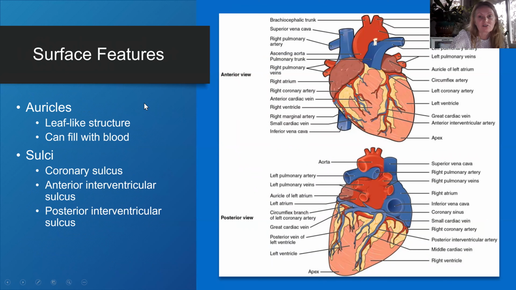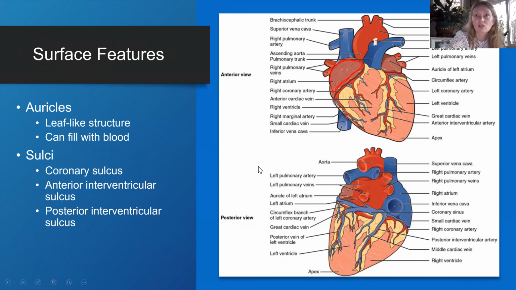Surface features. We have auricles, and auricles are leaf-like structures. Here, for example, is an auricle. Auricles sit on top of the atria, and they can fill with blood, so they increase the volume of the atria.